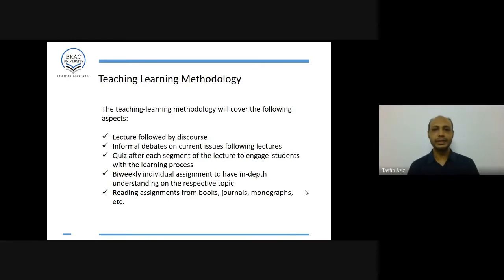Talking about the teaching learning methodology, we are expecting all the lectures will be followed by discourse, informal debates on current issues following lectures. It will be every class's job, so it has to be participatory. So from both ends you have to respond.